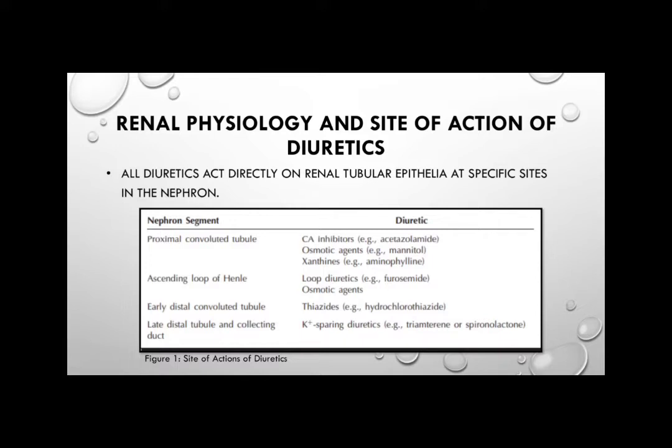For the ascending loop of Henle, the loop diuretics decrease reabsorption of sodium cations and chloride anions, while the osmotic agents increase urinary excretion. Thiazides inhibit luminal sodium reabsorption in the early distal convoluted tubule. Lastly, the potassium ion-sparing diuretics are responsible for the increase of diuresis, or urination, in the late distal tubule and collecting duct.